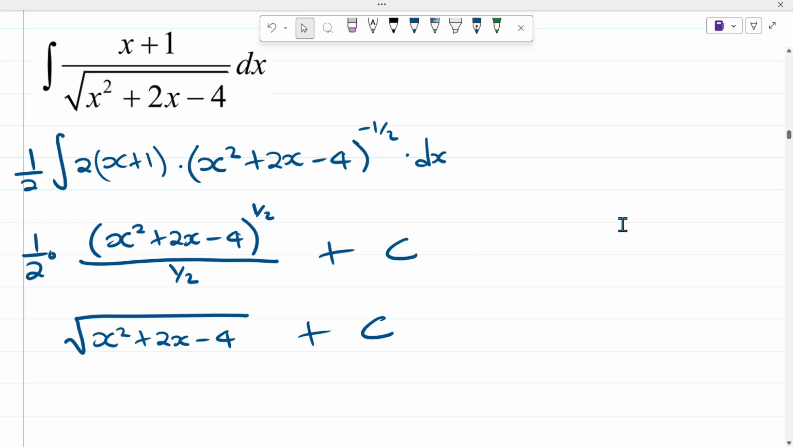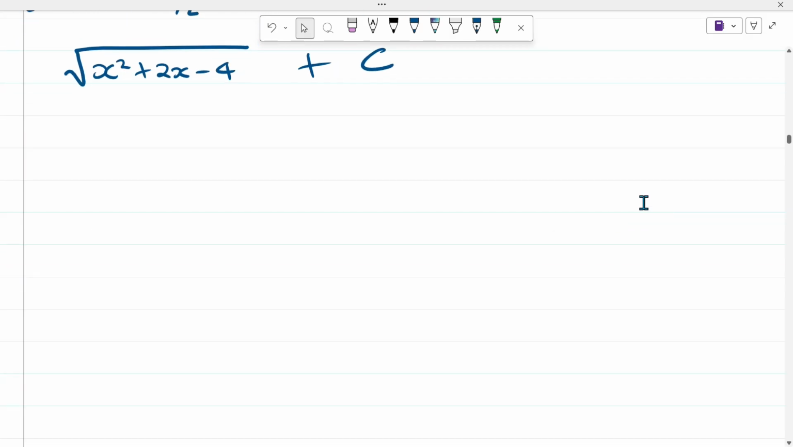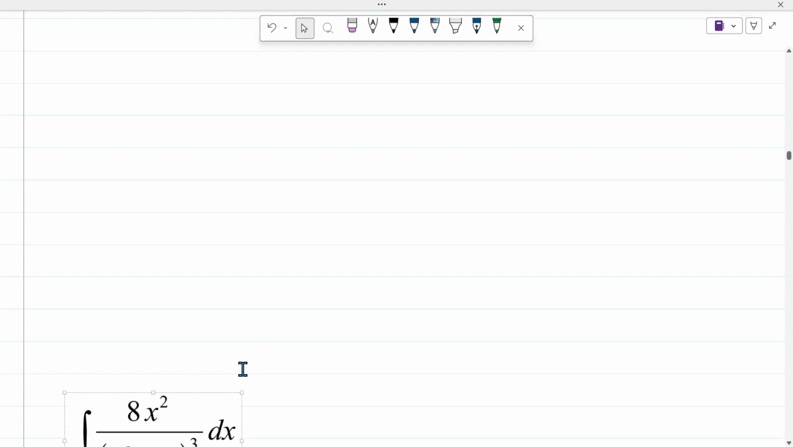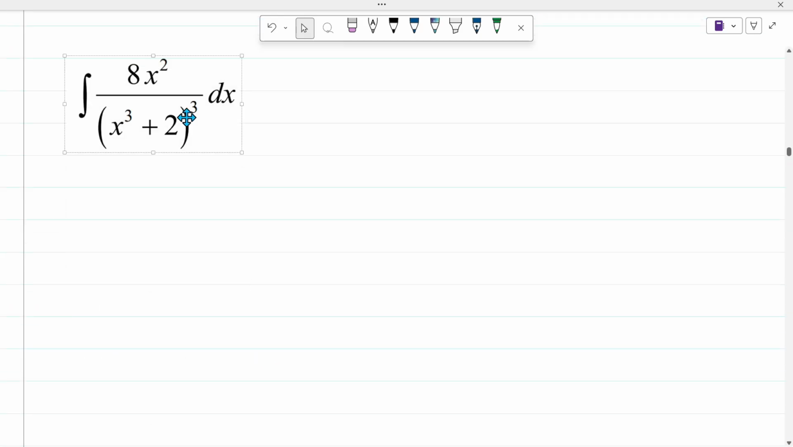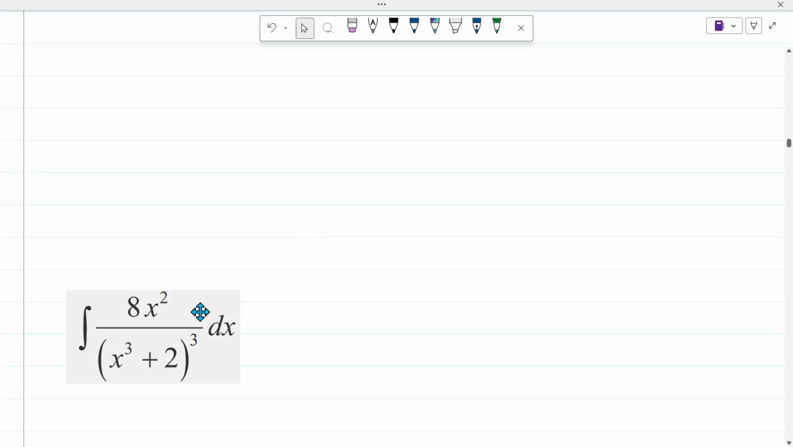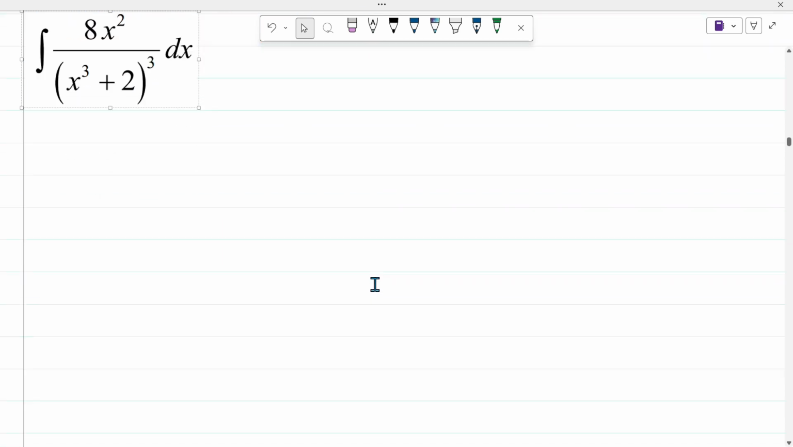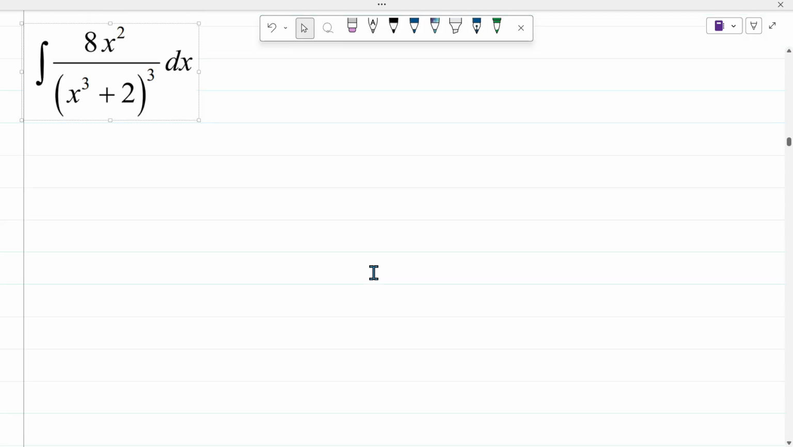So yeah, that's it for that question. Let's quickly see if we can solve another one. We now have 8x squared divided by x cubed plus 2, all to the power 3, dx. So we're supposed to integrate this as well.